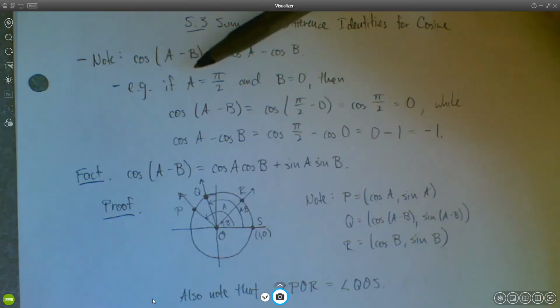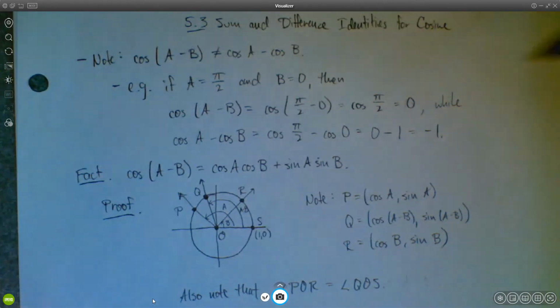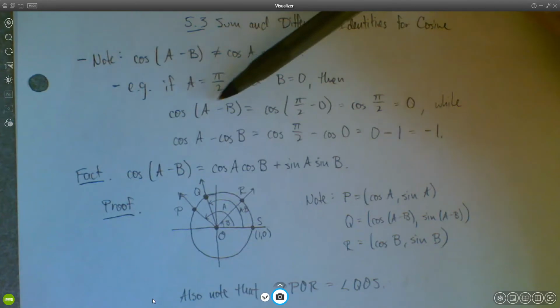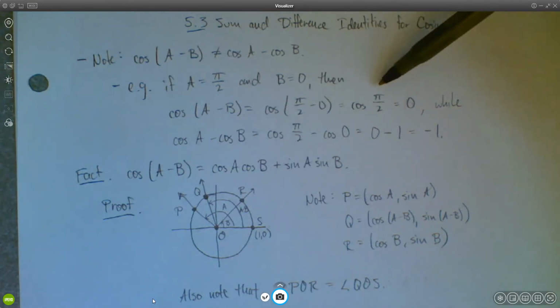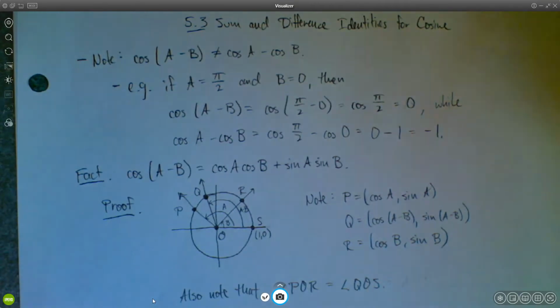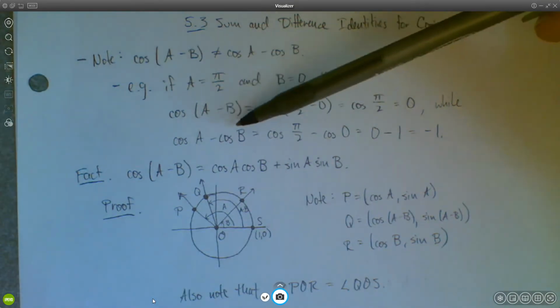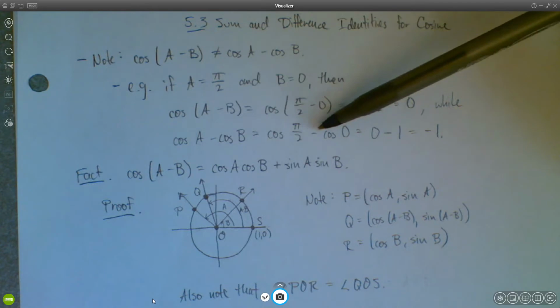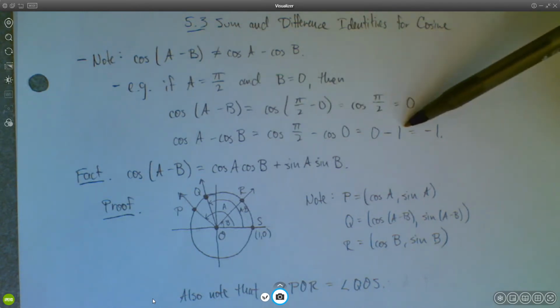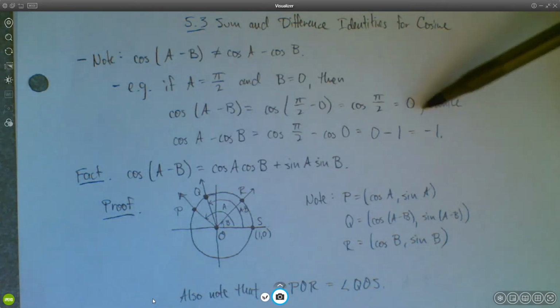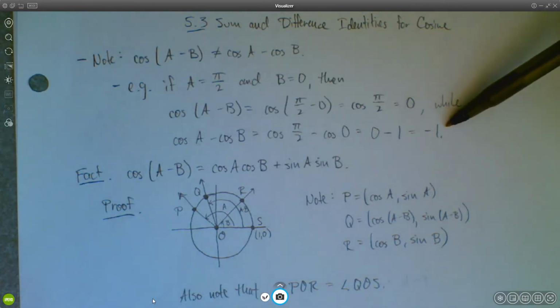Here's one. If you let A be pi over 2 and let B be 0, then cosine of A minus B would be cosine of pi over 2 minus 0. That's just cosine pi over 2, which is 0. On the other hand, cosine A minus cosine B would be cosine pi over 2 minus cosine of 0. Cosine pi over 2 is 0, cosine of 0 is 1. So that comes out to -1. You can see that you don't end up with the same result.